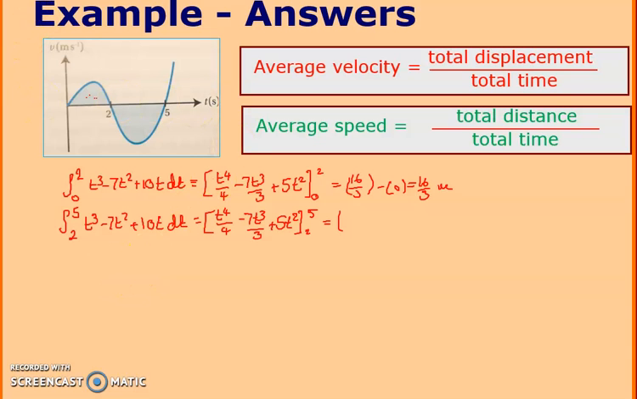Minus 125 over 12. That was the same answer as I got when I substituted 5 in, of course it is. And minus now, well, if I put 2 in, I'll still get the same answer as before. It's 16 over 3.